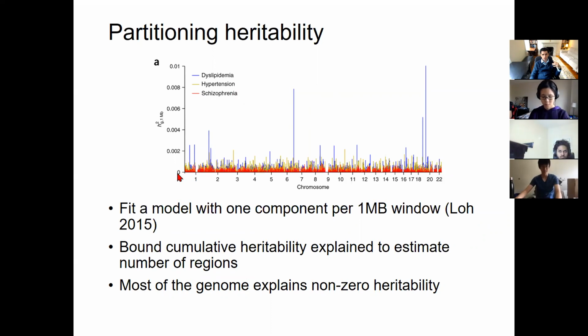And if you look at schizophrenia, you see almost no screaming signals, but the entire genome capturing roughly the same amount of heritability. So we can basically fit a model with one component per 1 megabase window, and we can bound the cumulative heritability explained to estimate the number of regions. And what we're finding is that most of the genome explains non-zero heritability. Again, pointing towards this almost complete omnigenic model of disease.